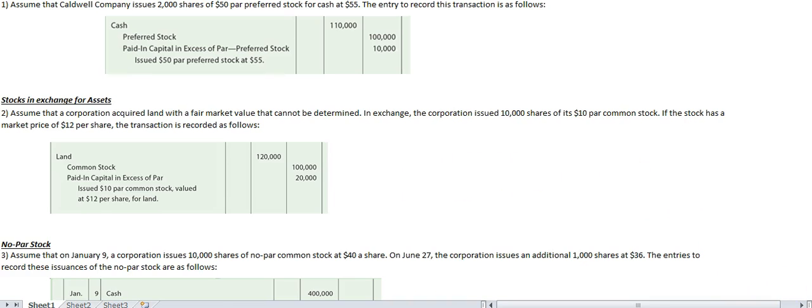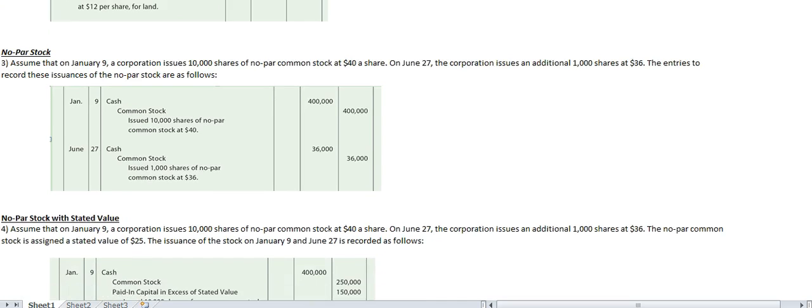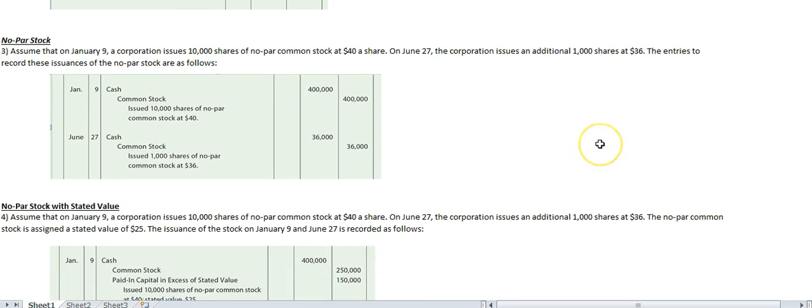Okay, so here we have another concept involving par. In this case, we're talking about a stock that is issued with no par. So it has no par value. Let's take a look at the example. Assume that on January 9, a corporation issues 10,000 shares of no par common stock at $40. And on June 27, the corporation issues an additional 1,000 shares at $36. What are the entries to record this?